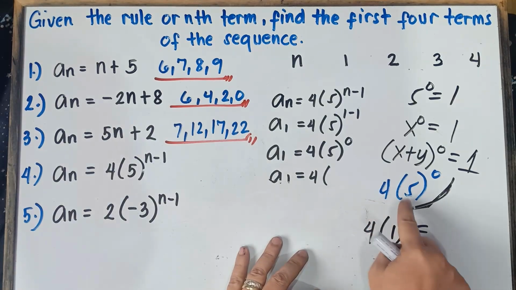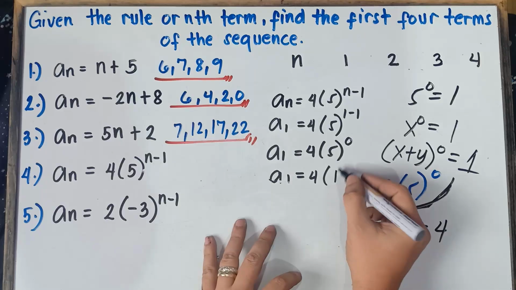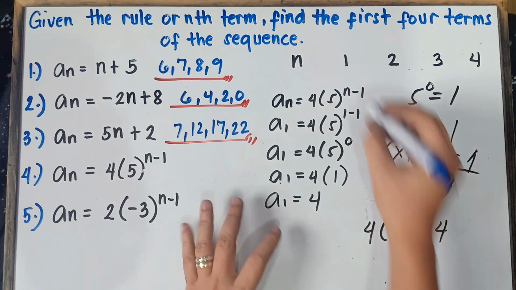Alright, so this will be 4 times 5 raised to the power of 0, that would be 1. 4 times 1 is equal to 4. So a sub 1 would be equal to 4. Therefore, our first term would be 4.